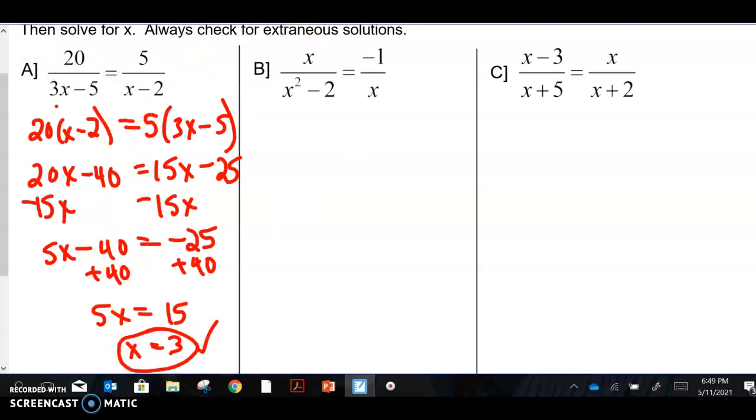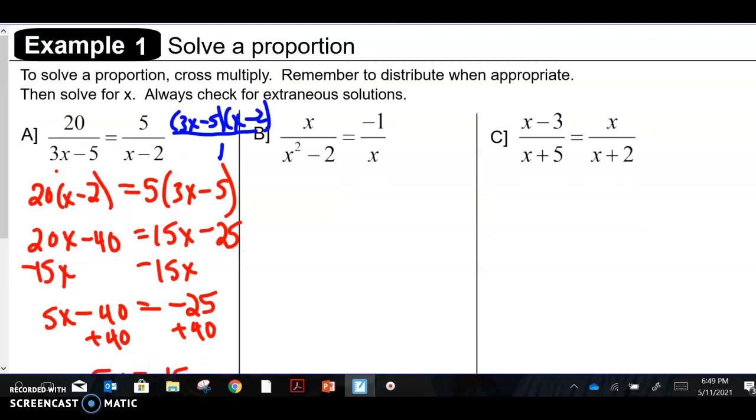Okay? Well, I want to show you why that works. Whenever we're solving a rational equation, we want to multiply everything by the common denominator, just like you found a common denominator when you were adding and subtracting. So our common denominator would be 3x minus 5 times x minus 2. So I'm going to multiply this side by 3x minus 5 times x minus 2, and I'm going to multiply this side by 3x minus 5 times x minus 2.